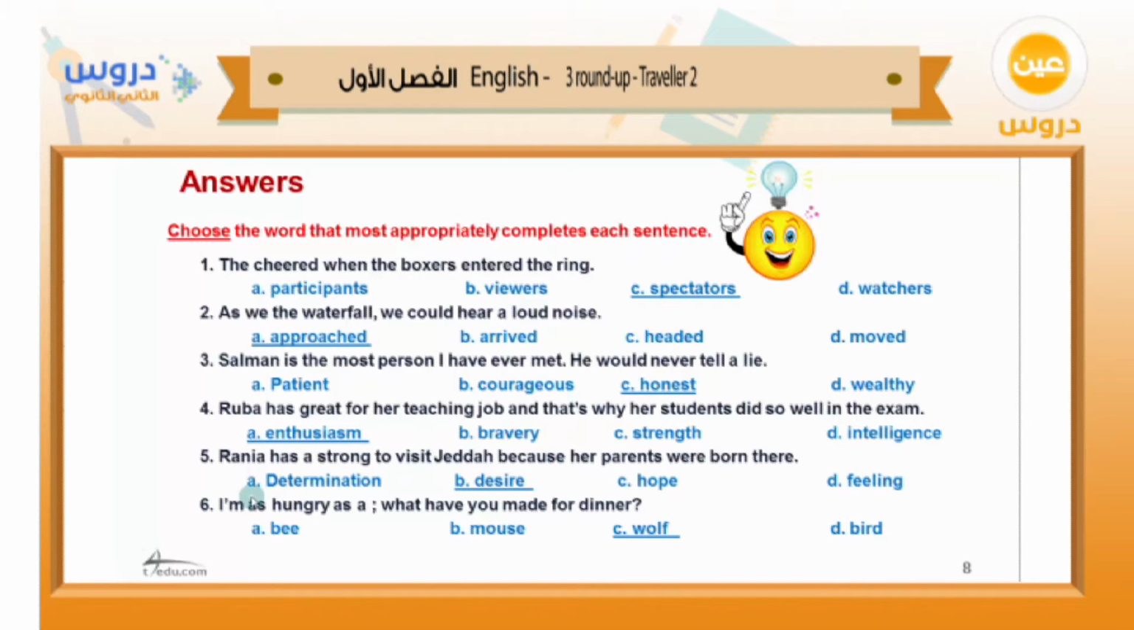And finally, for 6, I am as hungry as a wolf. So C for 6. I am as hungry as a wolf. What have you made for dinner?